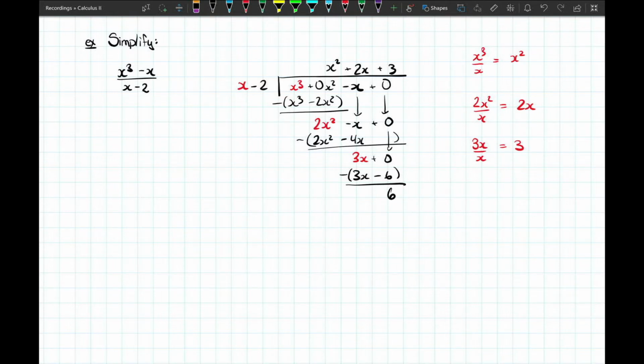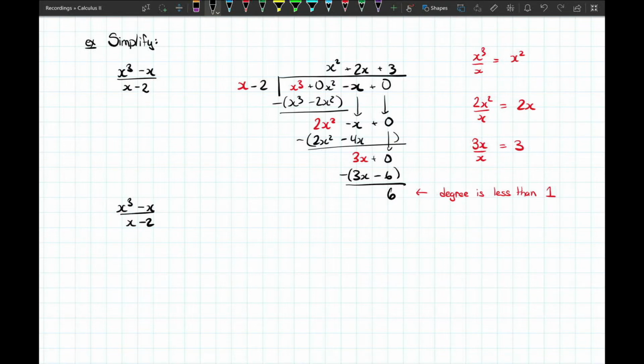And there is no way that we can take 6, divide by x, and continue to do long division at this point in time. We always stop when we reach a remainder with a degree that is less than the divisor. Our divisor is linear, x minus 2, and we have a degree which is less than 1 now, so that stops our division.